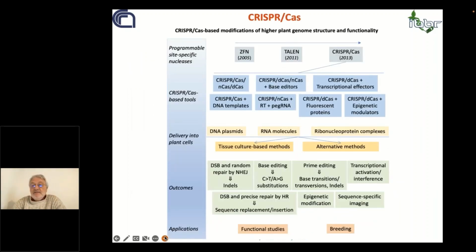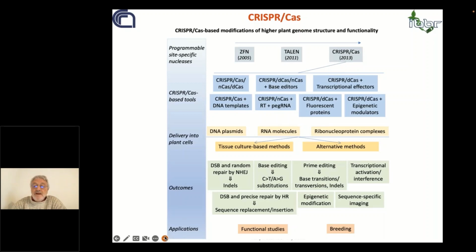After the first version of CRISPR-Cas in 2013, which came after zinc finger nucleases and TALEN, several CRISPR-Cas-based tools were developed. Several versions of Cas appeared. The Cas molecule was modified to have a nickase effect, cutting just one strand, or just an inactivation of nuclease action. Several molecules have been added to the Cas, exploiting the normal mechanism of targeting based on RNA molecules. Other molecules were added as base editors, transcriptional effectors, fluorescent proteins, epigenetic modulators, and new methods like prime editors have also been developed.